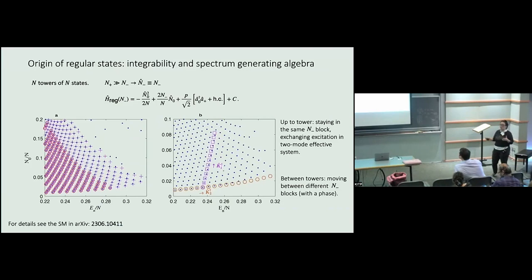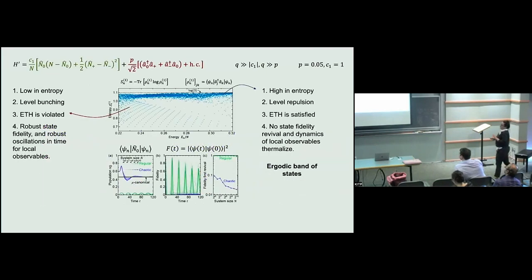This is pretty well known in the quantum many-body scar community, because models like the PXP model do have this kind of spectrum generating algebra properties. And the K2 here, for us, translates between different n- blocks and brings a phase. You can find the details of this in the SM of our paper. So the point is that these regular states originate from the integrability, and they have an associated approximate spectrum generating algebra. So as you can see, we checked many properties of QMBS.